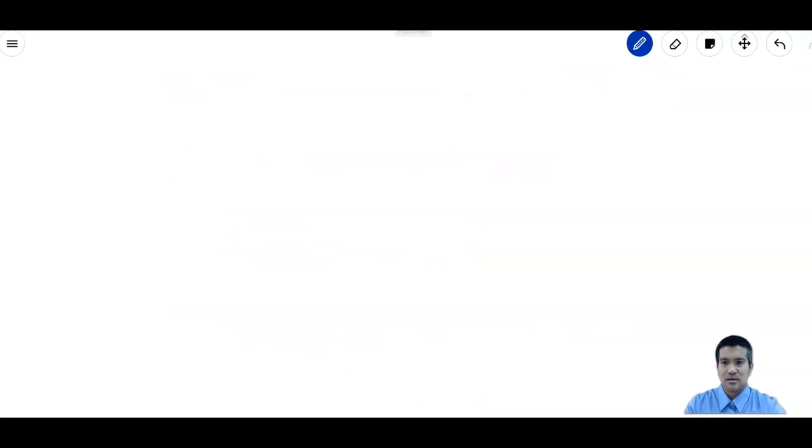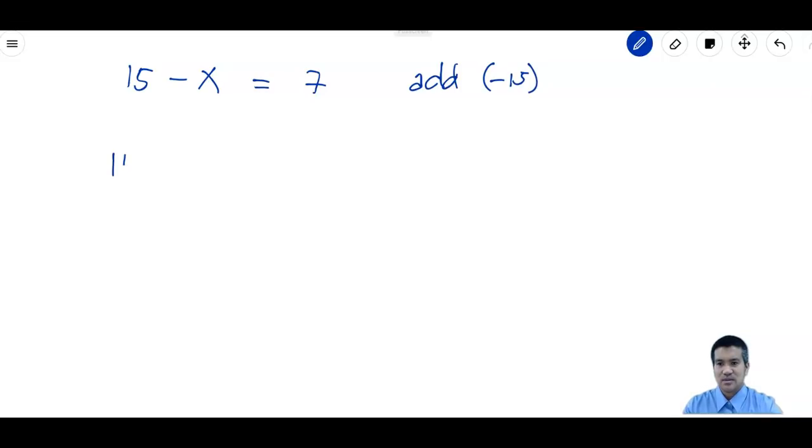Okay, another example. Let's say we have 15 minus x equals 7. So what will we do first? Again, let's check over on this side. We have positive 15. What will we add to positive 15 so that it will become 0? So we will add negative 15 to both sides. So 15 minus x plus negative 15, to make that one 0, equals 7.